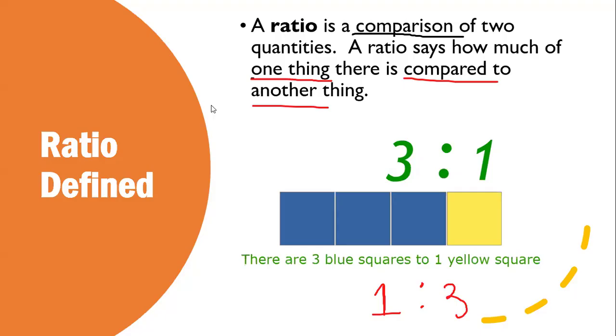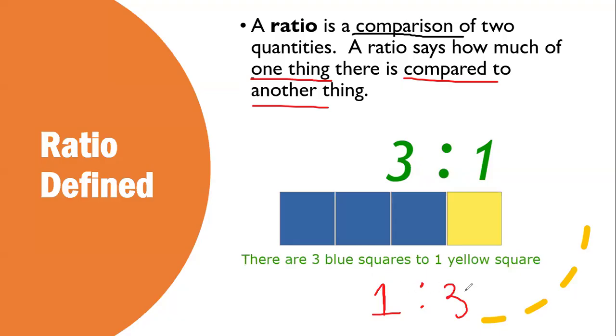Go ahead, Alphanic. Read the definition of a ratio. A ratio is a comparison of two quantities. A ratio says how much of one thing there is compared to another thing. There are 3 to 1. There are 3 blue squares to 1 yellow square. Very good. Anamari, what does the ratio 1 to 3 say?